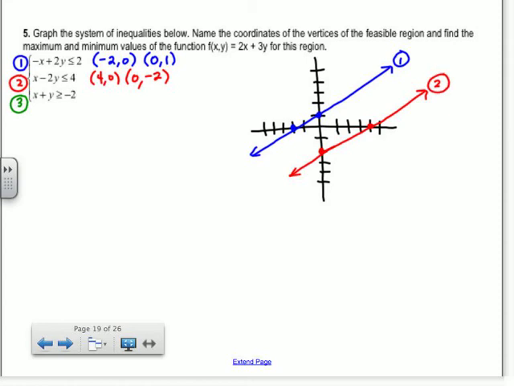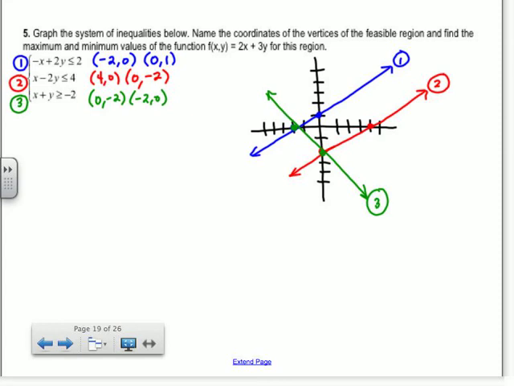All right, third line. Both the y-intercept and x-intercept are going to be negative 2. Which are points we already have? Yeah, it's kind of nice. Now I'm realizing I didn't do my shading, so let's go back and think about the shading.